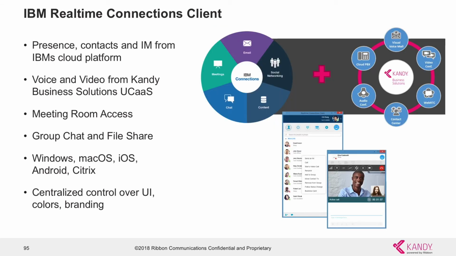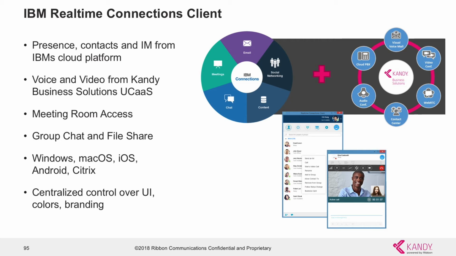Now, we mentioned before that you can mash up services by mixing APIs from different sources. And as you can see here, you can build entirely new clients. For example, for IBM, we built a real-time connections client, which is a mashup of IBM services with our Kandy Business Solution features. We combine our unified communications as a service capabilities, such as audio conferencing, contact center, video conferencing, and visual voicemail, with IBM's presence, contacts, and instant messaging. And this to provide a single user experience that leverages both worlds. You get access to meeting rooms, group chat, and file sharing, among other capabilities.